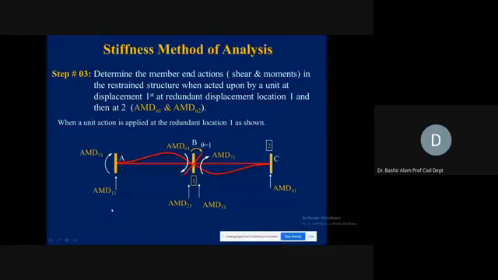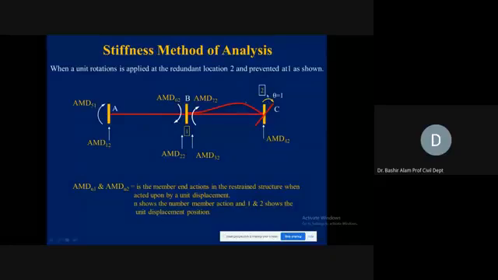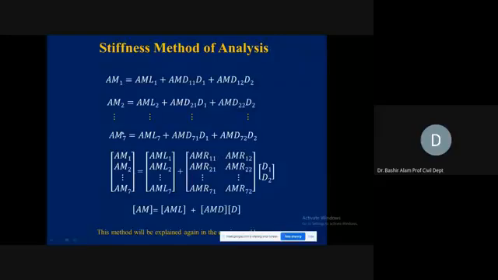Next slide, it will correspond to coordinate 2. Now we apply the unit displacement and find all these member end actions. If you see here, this theta is equal to 1, and corresponding to this you have AMD12, 22, 32, 42, and so on. After this you have the equation. You just plug in these values and solve it, and this will give you the unknown member end actions.